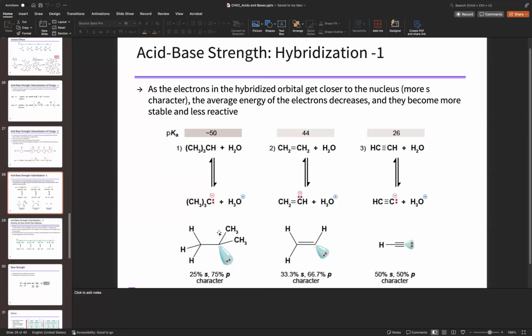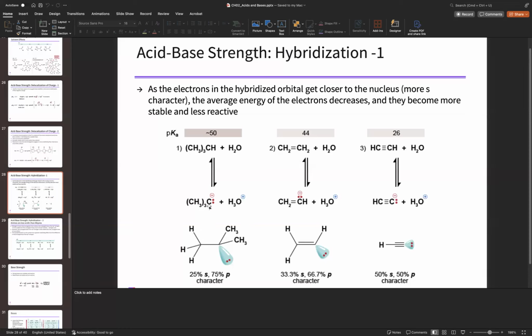What if you draw their Lewis structures? Here they are, Lewis structures of the conjugate base. You will notice that this carbon here is sp3 hybridized with 4 electron groups. This carbon is sp2 hybridized with 3 electron groups, and this carbon right here, the last one, is sp hybridized with 2 electron groups.